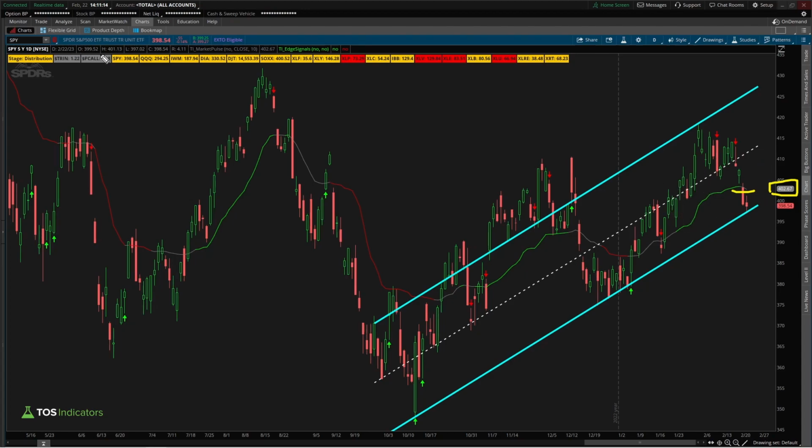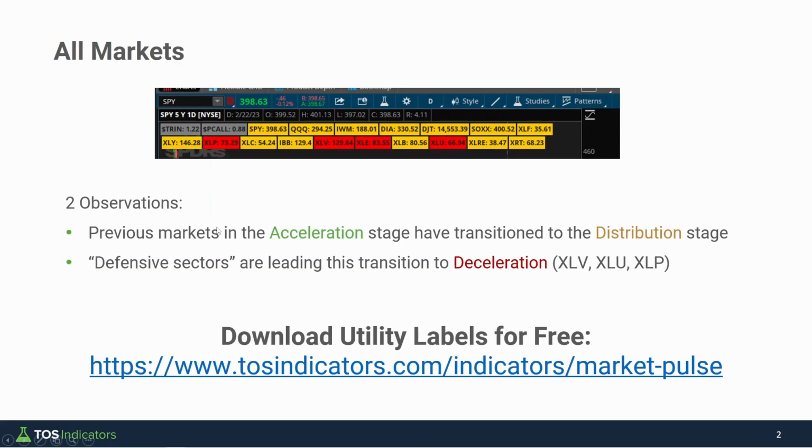Now, given that, we take a look at our sectors to see what is the broader market telling us. I know these labels are a little hard to read, so I've taken a screenshot for you and blown that up a little bit so you can hopefully read this a little bit easier. Now, there's two key observations that I'd like to point out across the board.